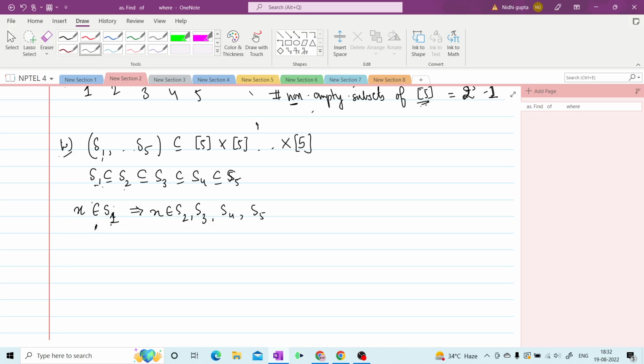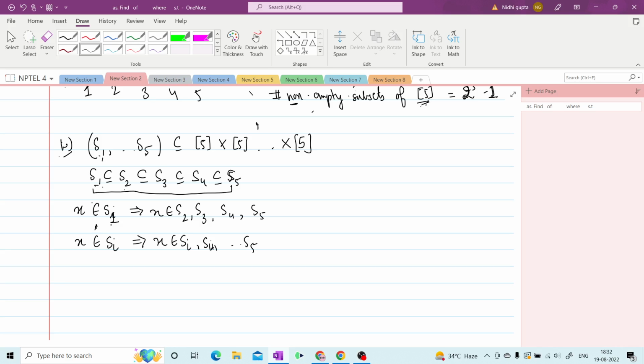So basically we can say that if x belongs to Si, then x will belong to Si plus 1 till S5, because we have a containment like this, right? Yes, ma'am. So now we are required to find a collection of subsets of 5 which is satisfying this property.